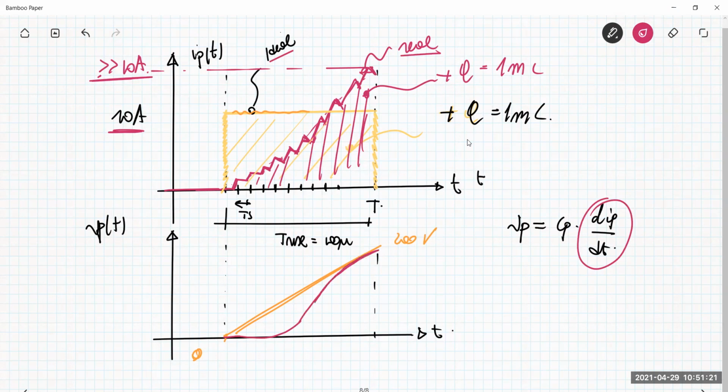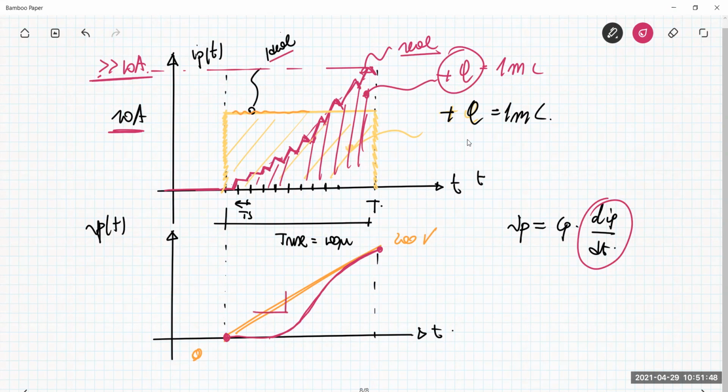So at the end, if you have the same charge plus Q under the red curve, of course, the voltage across the capacitor rises from 0 to 200 volts. So the two points at the extremes of this interval are the same, but the behavior is totally different. The behavior is a little bit more complicated, especially it's not linear.